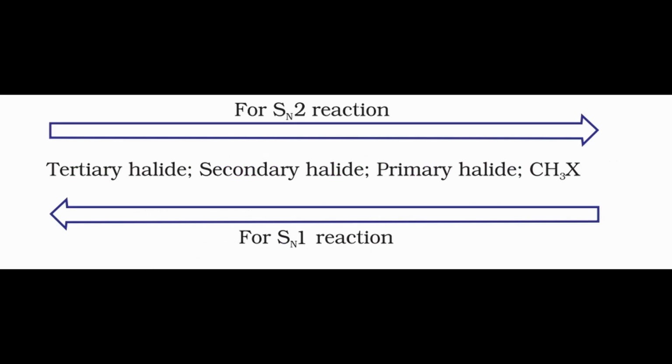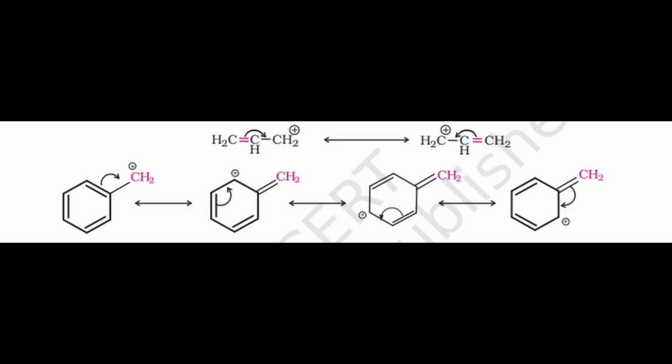The order of reactivity for SN1 reaction is tertiary halide > secondary halide > primary halide, and primary halide > methyl halide. Interestingly, allylic and benzylic halides are also highly reactive in SN1 because their carbocations gain extra stability through resonance.